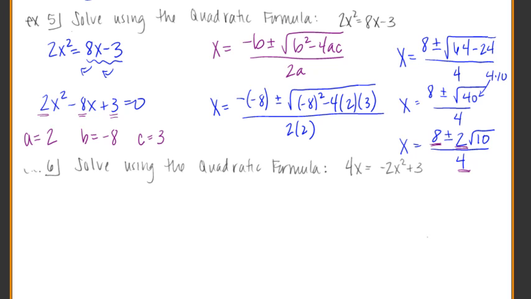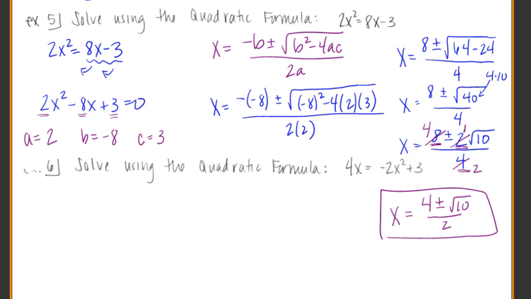So between 8, 2, and 4, they're all divisible by 2. So I can take that out and write a 4, take that out and write a 1, and take that out and write a 2. So my overall answer then is x is equal to 4 plus or minus the square root of 10 all over 2. And there is your final answer using the quadratic formula.